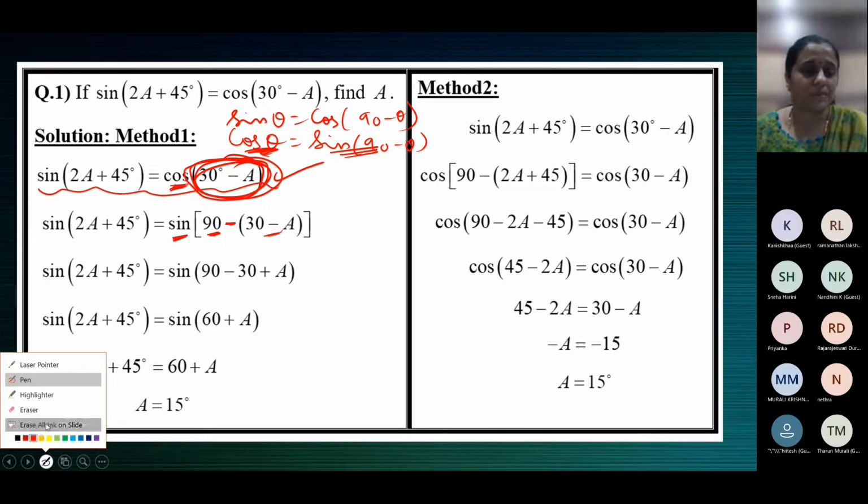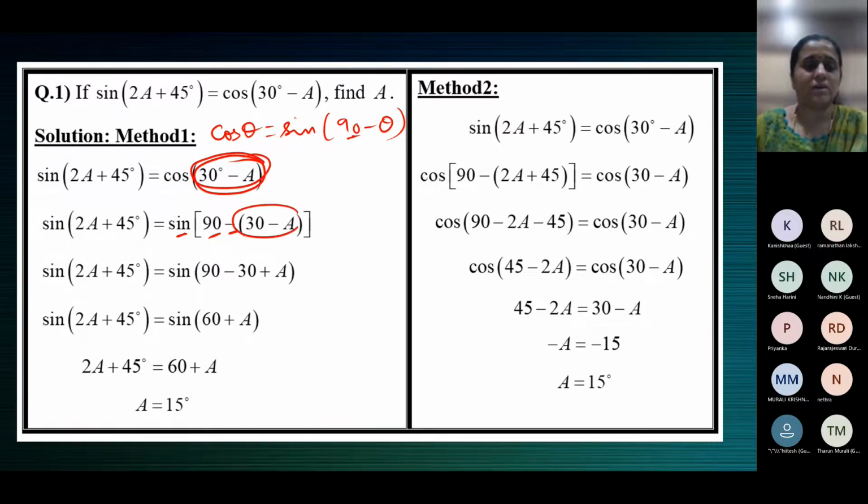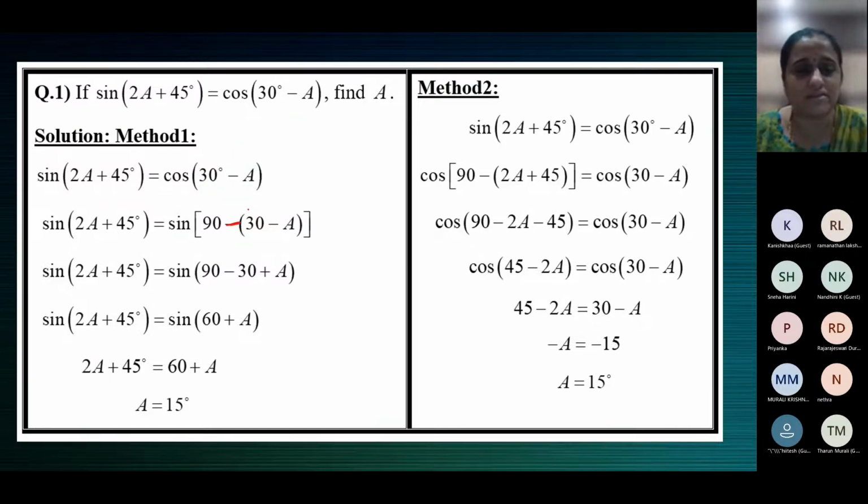That's all. The rule is cos theta is equal to sine of 90 minus theta. So theta is this one. Cos theta is sine, so you can see the sine here, 90 minus theta. But you should be careful. Since there is a minus here, you must write theta in a bracket, because theta is 30 minus A. You must write it in a bracket.